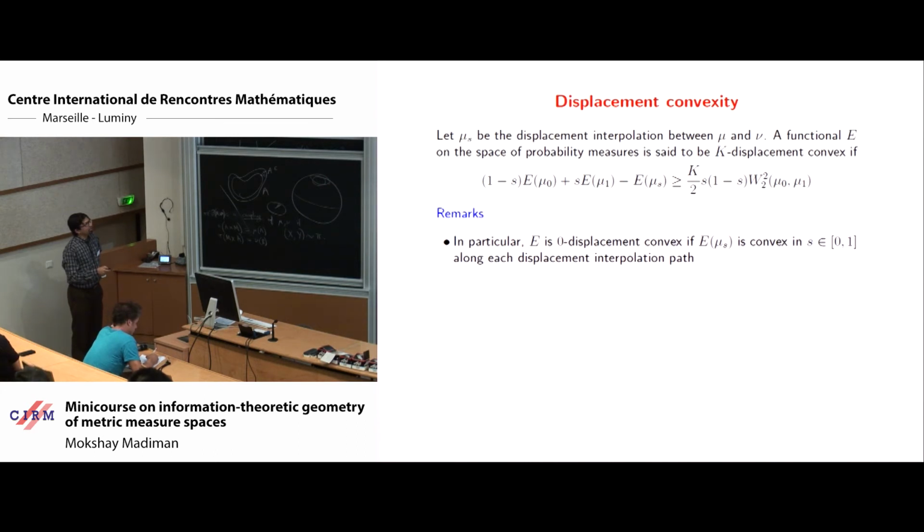If k was 0, that's what this statement is saying. If k was 0, this is just saying that E is convex. E of mu s is a convex function in s, right? That's what this is saying if k were 0. So this is somehow the convexity deficit, and it's saying that the convexity deficit is dominated by some factor times the Wasserstein distance between mu0 and mu1, okay? So if this condition is satisfied by this functional E, then we say that the functional E is K displacement convex.